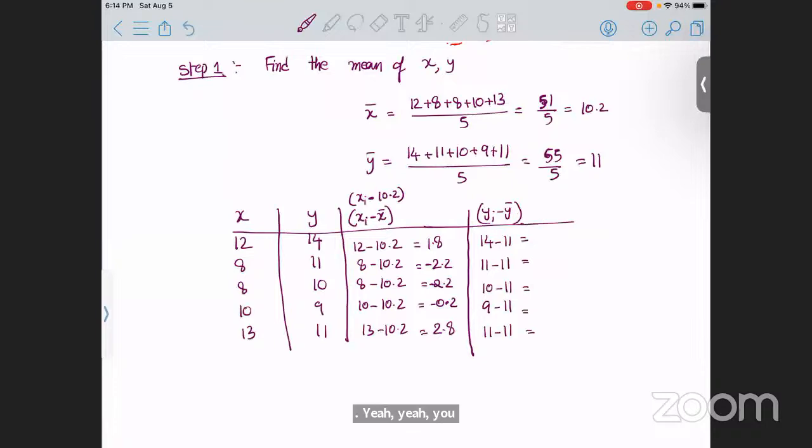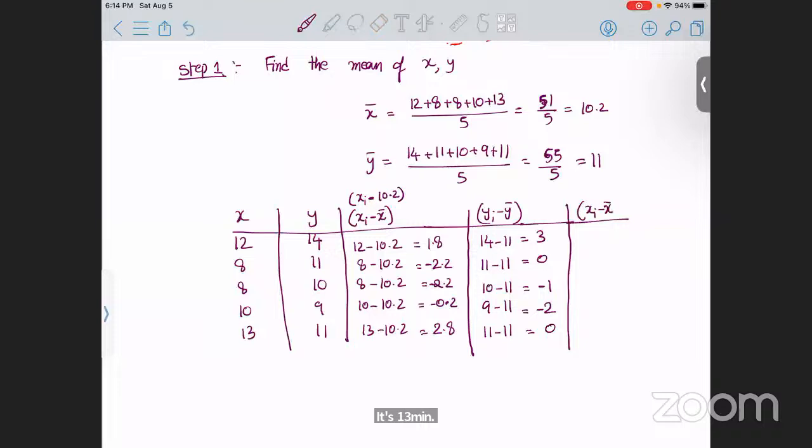So it equals 3, 0, minus 1, minus 2, 0. Then we have to multiply these two.